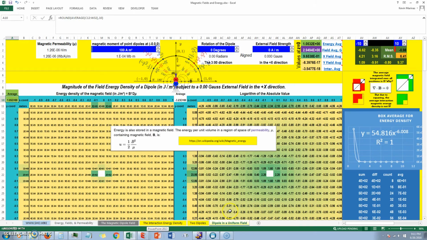Here is the dipole in a uniform field. So in this case, we get the magnetic moment of a point dipole at the origin, 100 ampere meters squared. Now that's a value of magnetic moment, this is also equivalent to 1 times e to the minus 4 Weber meter. Okay. Now, here's the dipole in the 3 o'clock direction.